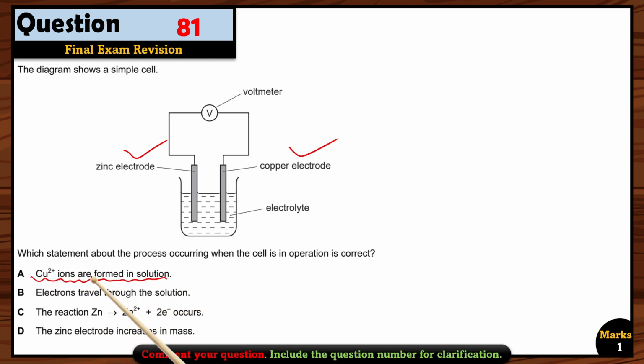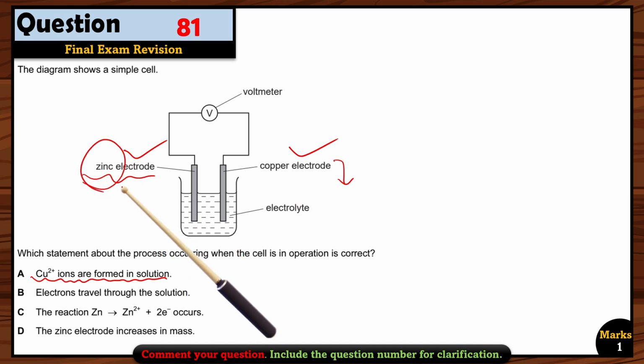Okay, so copper ions are formed in the solution because of this copper electrode. Is this right or not? Copper can form the ions, but which is more reactive? Of course, zinc is more reactive. So zinc is going to oxidize first. It will make the zinc ions, not the copper. So this option is not right.